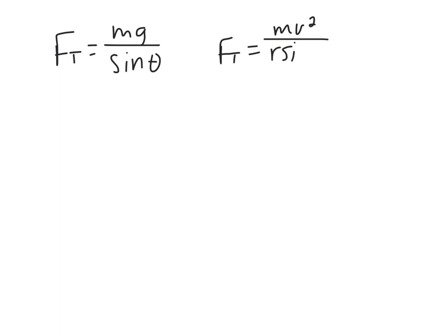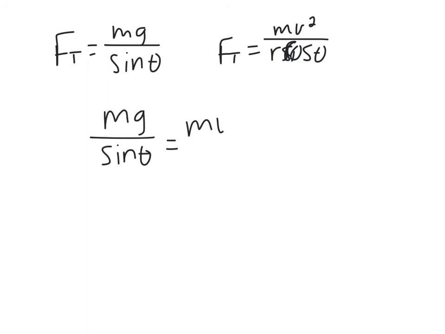The first one, Ft is equal to mg over sine theta, and the second one, Ft equals mv squared over r cosine theta. So just dividing by the sine for the y and the cosine for the x. Setting these equal to each other, we get mg over sine theta equals mv squared over r cosine theta. The m's cancel. The only unknown in this whole equation is the v.